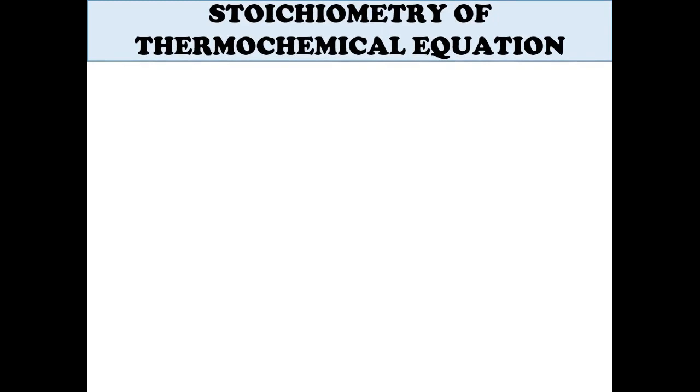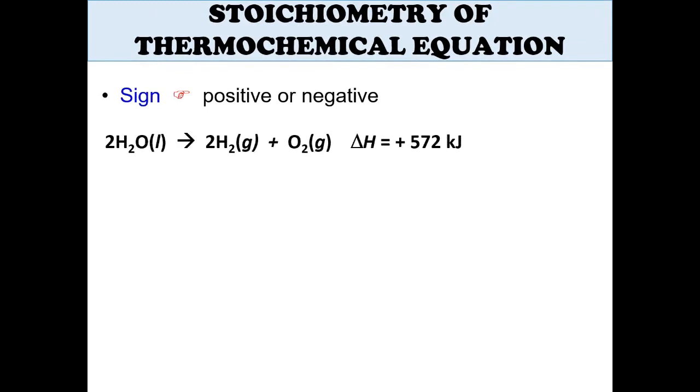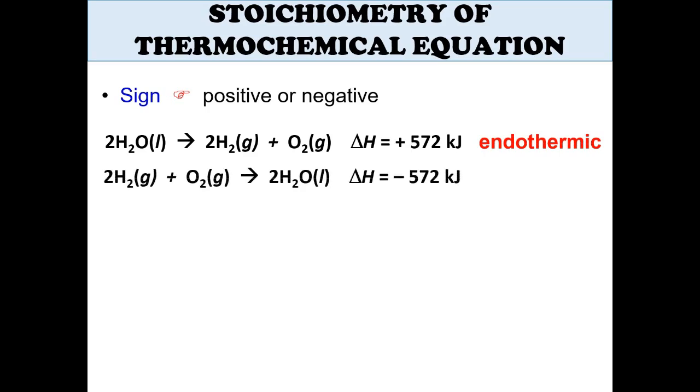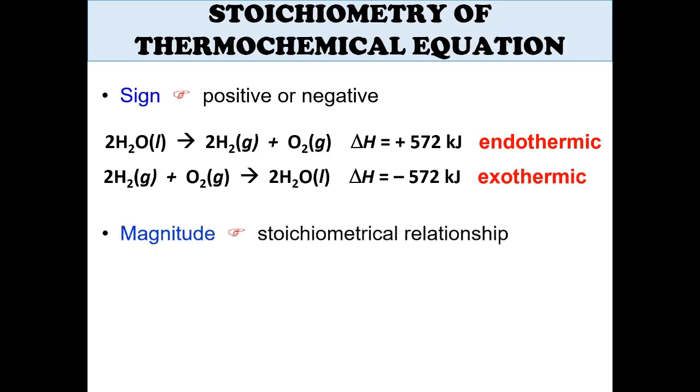Stoichiometry of thermochemical equations. First, the sign, positive or negative. For example, 2H2O liquid produces 2H2 gas plus O2 gas, Delta H is equal to positive 572 kJ. The reaction is endothermic. And 2H2 gas plus O2 produces 2H2O liquid, Delta H is negative 572 kJ. The reaction is exothermic.